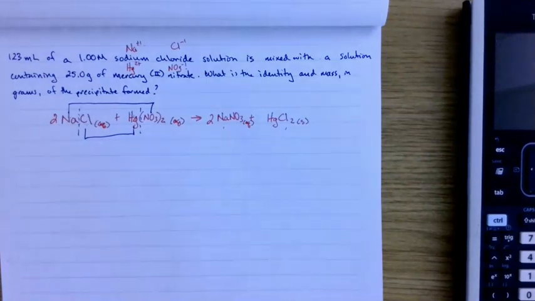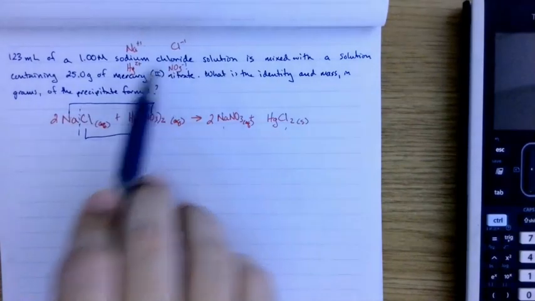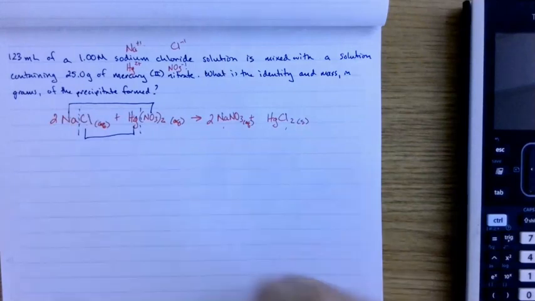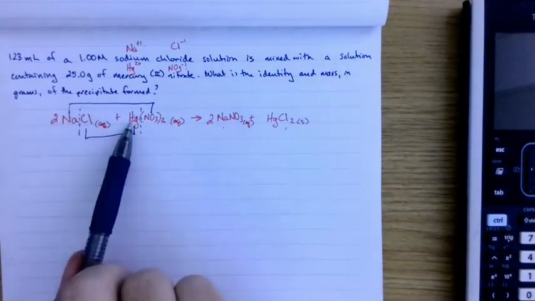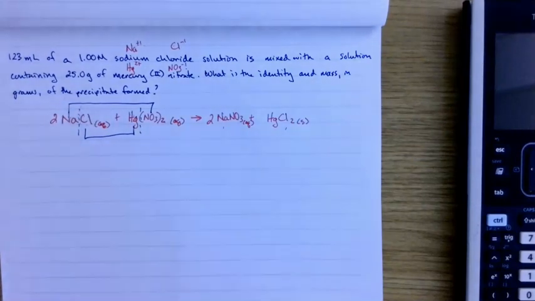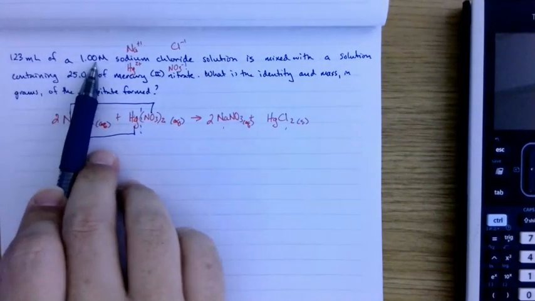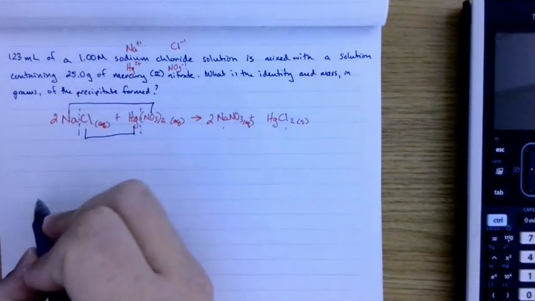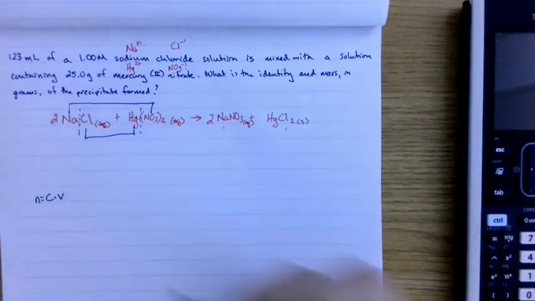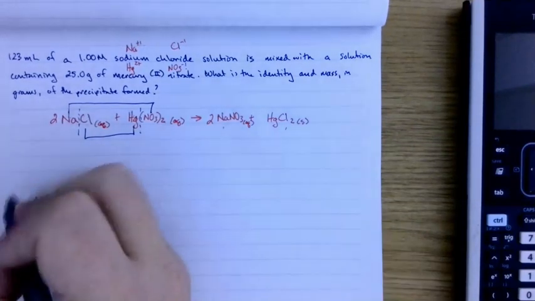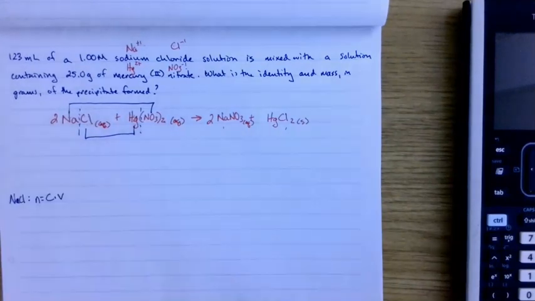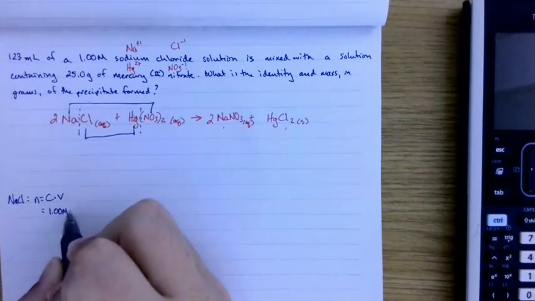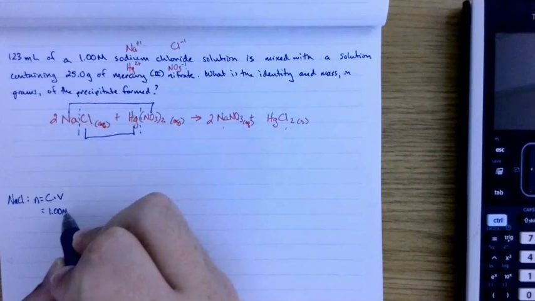In the problem, I'm given amounts of two of my reactants. Both reactants have amounts, so we need to compare those using moles and the mole ratio given in the equation. I need to convert 123 milliliters of a 1 molar sodium chloride solution to moles of sodium chloride. We can do that with moles equals concentration times volume. For sodium chloride, we have 1.00 molar. Remember, molar is moles per liter. So let's write that out.